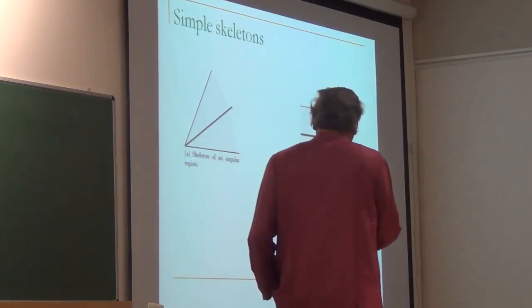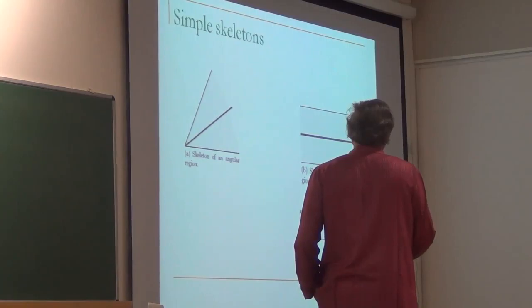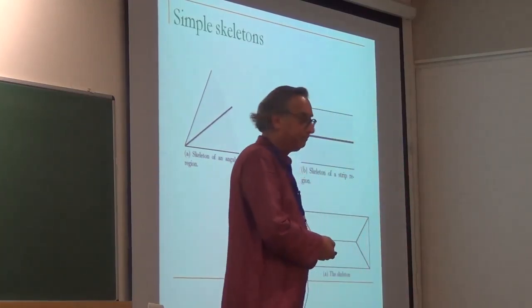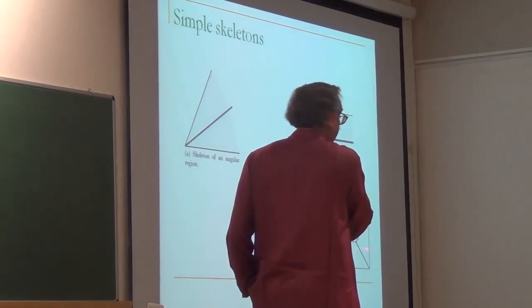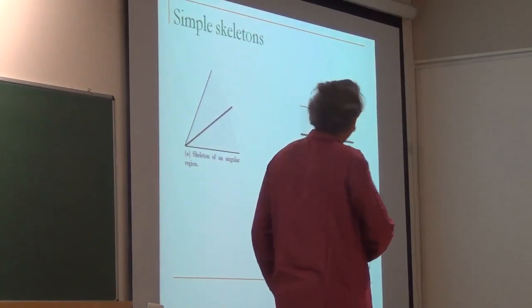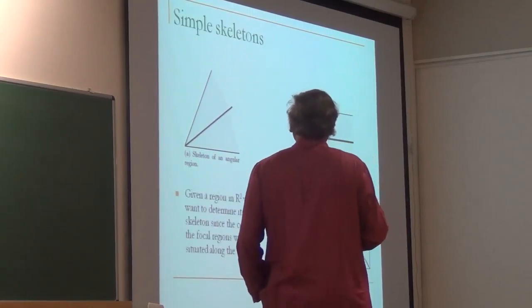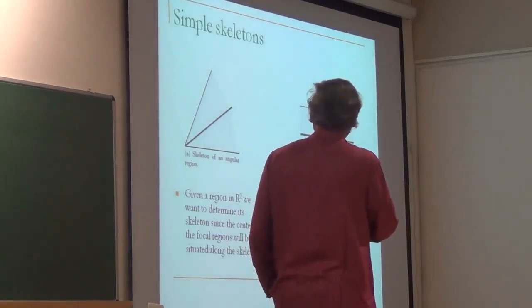When you try to calculate the skeleton of a box, or a rectangle rather in this case, this is what you get. If these were the only two points there, using the previous example, you can see that the skeleton will have to contain this line segment. Then there's the boundary on the other two sides, and therefore the skeleton changes. And that's the skeleton: that inside piecewise continuous curve. So given a region in R2, we want to determine the skeleton, since the centers will be situated along that skeleton.